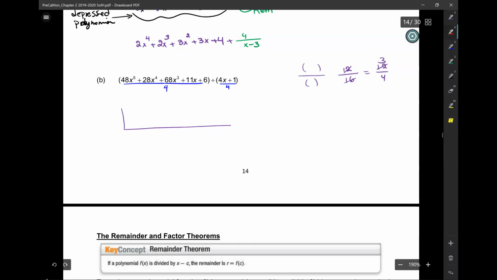Now my coefficients, remember I'm missing the x squared term here, so I'm going to have to put a 0 there. My coefficients are going to be 48 divided by 4, 12. 28 divided by 4, 7. 68 divided by 4, 17. 0. 11 over 4. And 3 over 2. Oh my God, look at all those fractions everywhere. Now, when I divide this by 4, I have x plus 1 over 4, which means x is negative 1 over 4. So I'm going to put negative 1 over 4 right there.